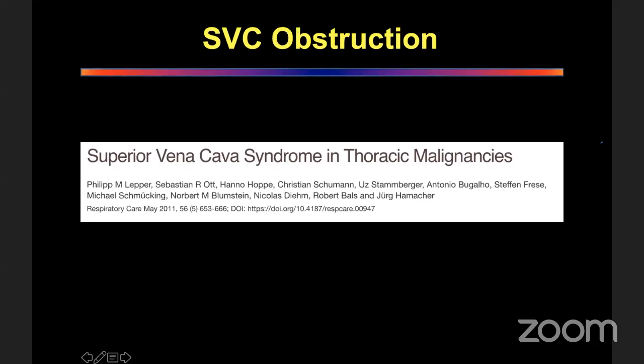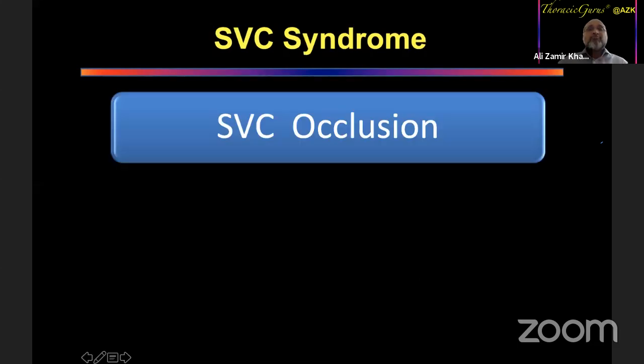Let me move this out of the way so you can see better. Okay, so SVC obstruction, SVC syndrome as we call it, is a conglomeration of symptoms secondary to SVC obstruction. Again, before I start, can you just switch off your microphone, everybody? There are some microphones on, so I am getting distracted. Switch off microphones, guys.